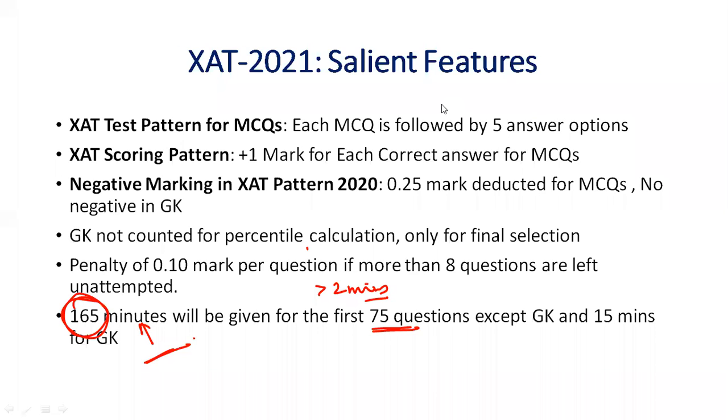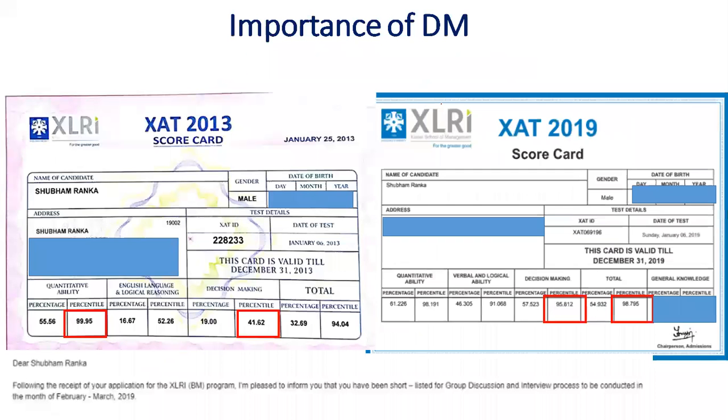So let me move on to the next slide. I think a scorecard should be explanatory. So this was the first time that I wrote XAT. It was in 2013, and I myself have been a quant DILR faculty. So my strategy was to do the whole quant section. I think I scored 99.95 in quant. But having said that, my verbal, just ignore it. It has been bad, I think, since ages.